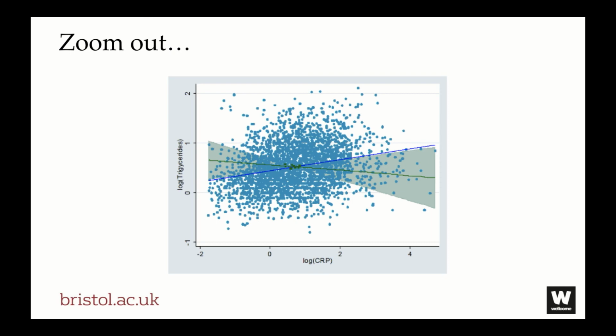So the blue line here is the observational relationship between CRP and triglycerides. And then the green line essentially is completely discordant with that. If anything, it's flat or potentially negative. So what we've shown is that actually Mendelian randomization doesn't support this causal effect of CRP and triglycerides.